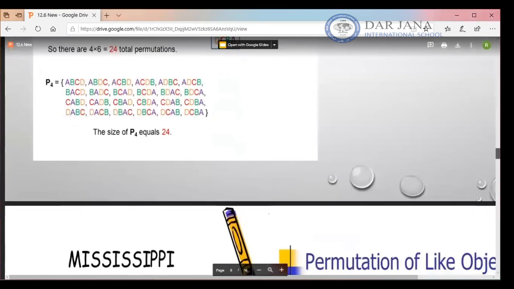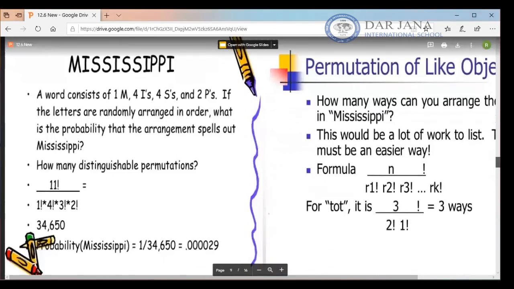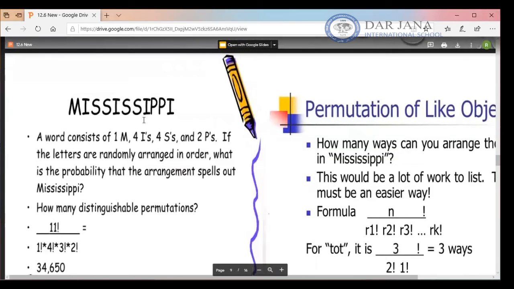What if we have repetition in the letters? Look here at Mississippi. It's a river in the United States. First, the total letters here is 11. M is repeated once. I is repeated 4 times.